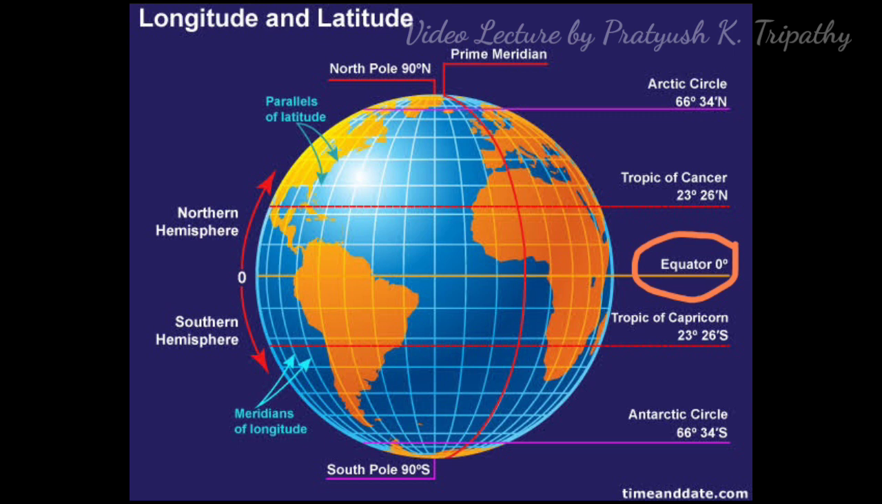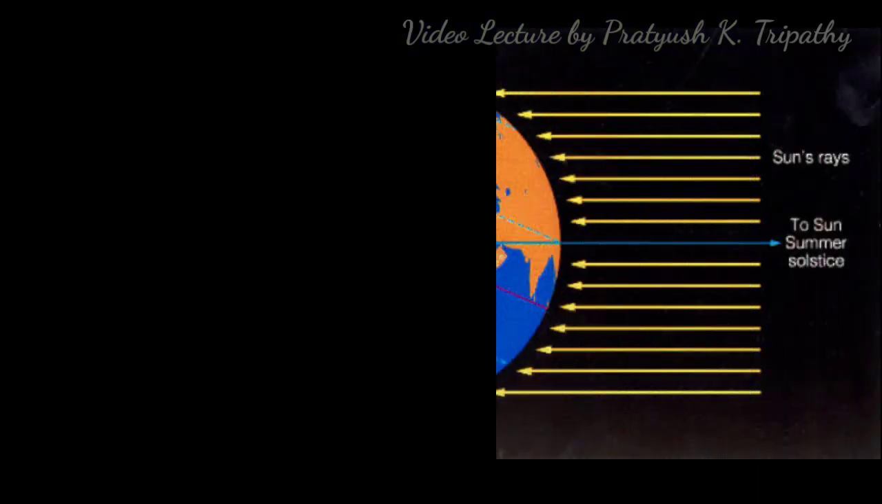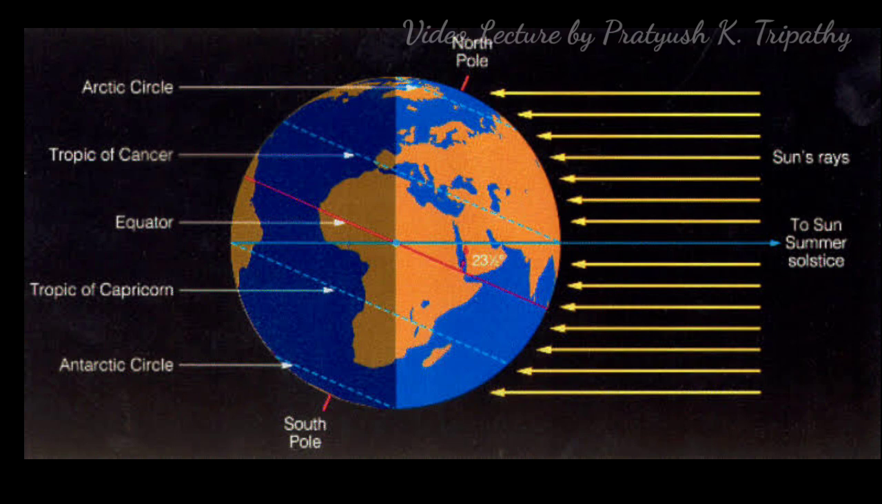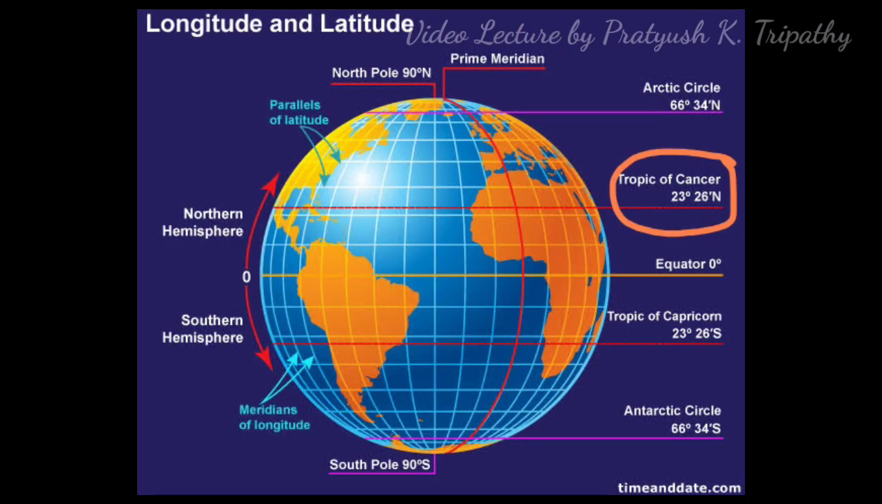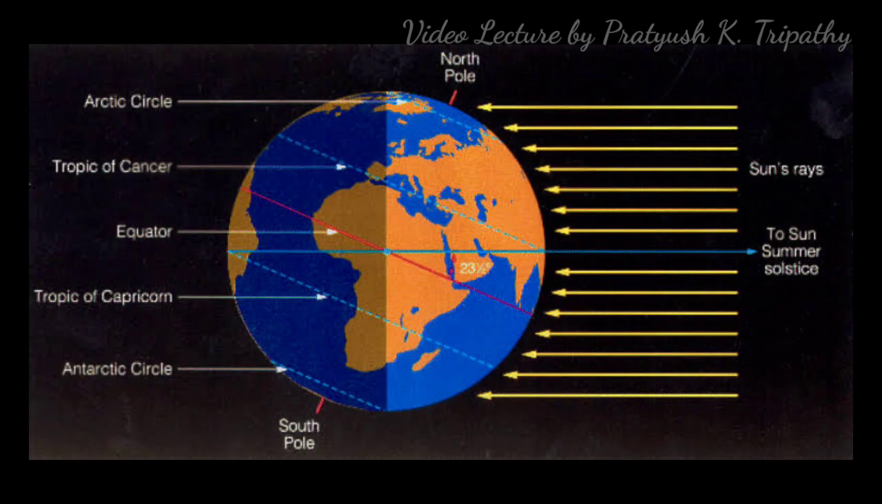All the latitudes run parallel to the equator towards north and south. The rays of the sun fall vertically over the equator almost throughout the year. The distance between each parallel is 111 kilometers to the north and south of the equator. Tropic of Cancer. The 23.5 degree north latitude is important as the sun is overhead on 21st June on this latitude, making it the longest day in the northern hemisphere.